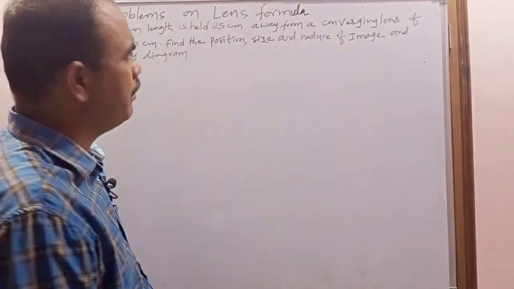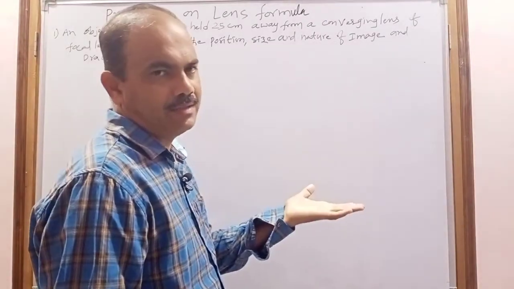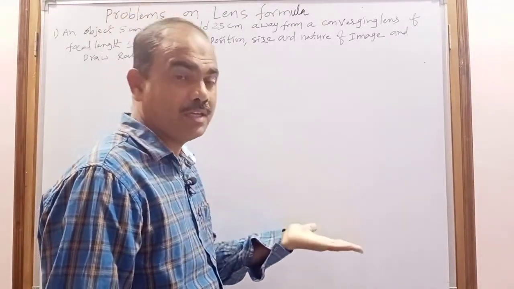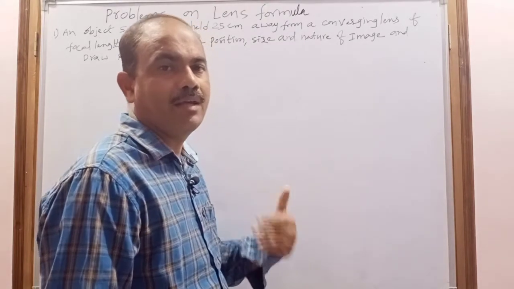But in some problems, they don't directly give the convex lens. Sometimes they may say it is a converging lens. Instead of concave lens they give the diverging lens.